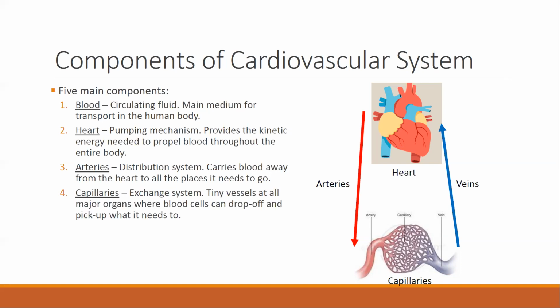Next, after the arteries, we have the capillaries. The capillaries are your exchange system. These are the tiny vessels at the end of the arteries, and they are contained in all the major organs in your body. You can see in this image that these really tiny blood vessels are capillaries. They're really tiny to maximize the surface area on the blood, and by doing that, all the exchange processes can occur.